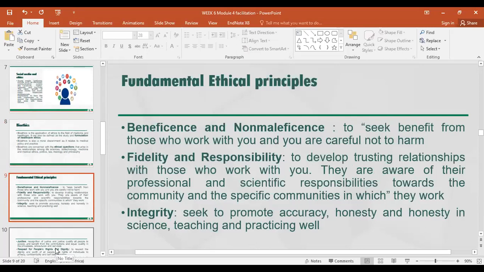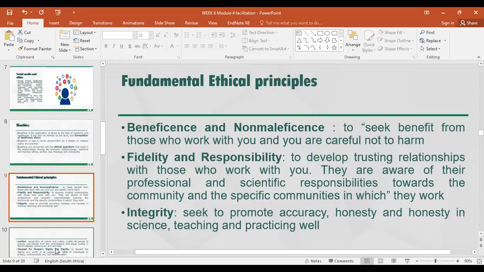Now we have fundamental ethical principles. What are they? We have beneficence and non-maleficence. What do we mean by this principle? It's simply to seek benefits for those who work with you, and you are careful not to harm them. So when you are working with people, you don't want to harm them. At the same time, you also must not be harmed. Then we have fidelity and responsibility. That is, to develop trusting relationships with those who work with you. They are aware of their professional and scientific responsibilities towards the community and the specific communities in which they work. Integrity is another fundamental ethical principle.